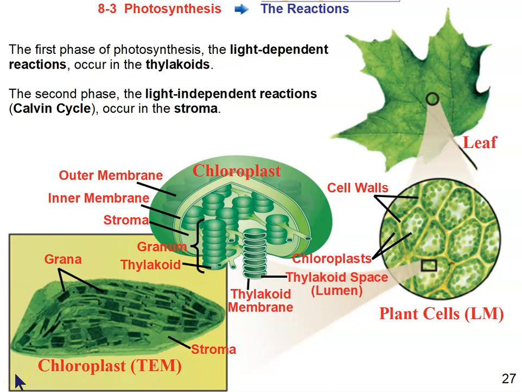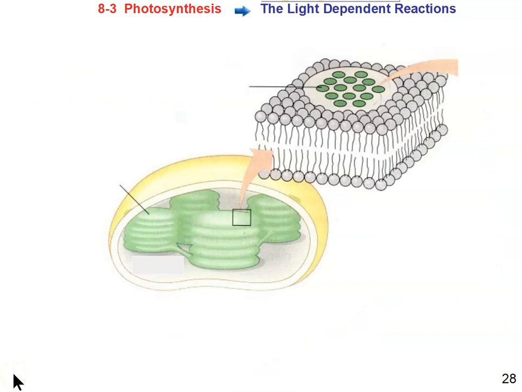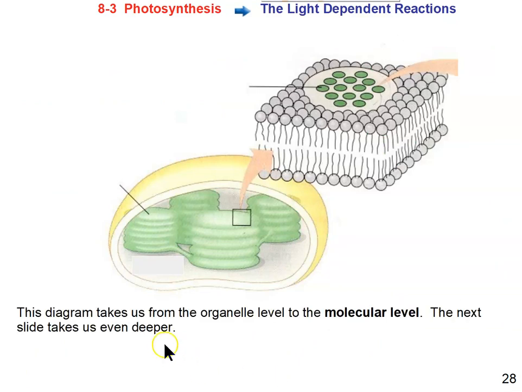So if we take a closer look at the thylakoid membrane, this is what it looks like. So this diagram is taking us from the organelle level to the molecular level. So notice we're seeing individual molecules here. That's why I'm referring to this as the molecular level. It's still a diagram. Unfortunately, we really can't see molecules at this level of detail using a microscope or anything. So we're forced to rely on diagrams for this kind of thing.